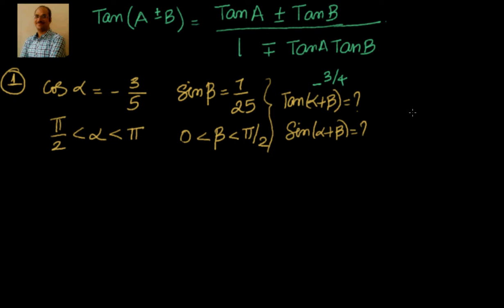Now, before going ahead with the formula for tan of alpha plus beta, which we know is nothing but tan alpha plus tan beta by 1 minus tan alpha tan beta, we should know the values of tan alpha and tan beta. So let's try to find that. For that, we'll go back to the fundamentals.